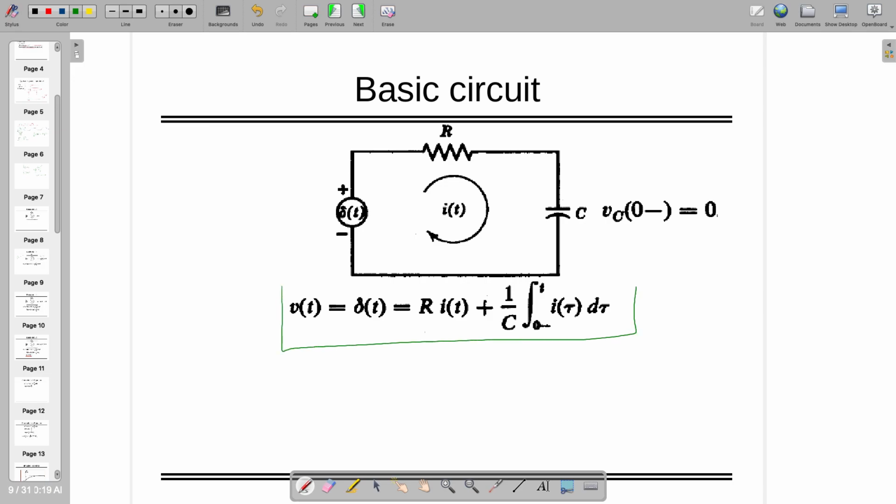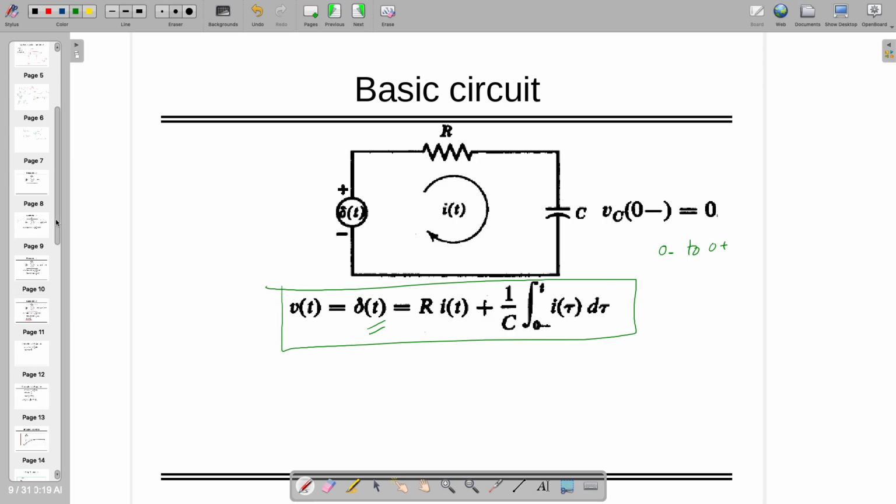So V of t is nothing but delta of t, which I am giving as an input, which is impulse right now, is equal to R times I of t plus 1 by C integration from 0 minus to t. If you like, you can go from minus infinity to plus infinity also, but our interest of time is 0 minus to 0 plus actually, right? So I of tau d tau, no problem, right?